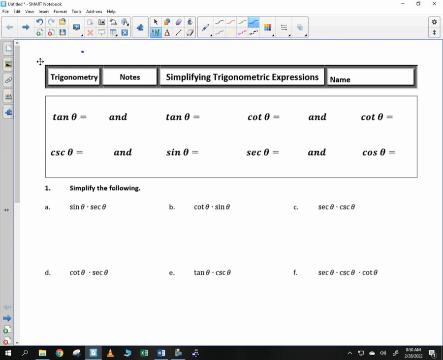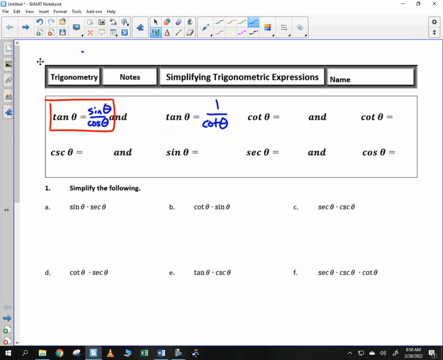First of all, we need to know that tangent is the same thing as sine of theta divided by cosine of theta. And tangent is 1 over cotangent of theta. This is what's most important: knowing that tangent and cotangent are reciprocals is important, but the most important piece is to know that tangent is sine divided by cosine.